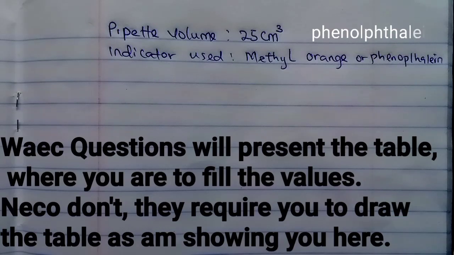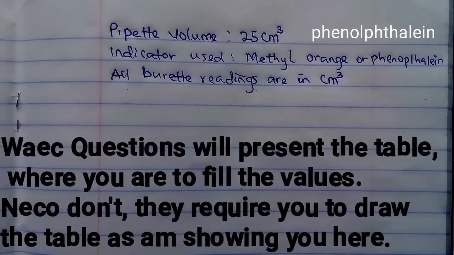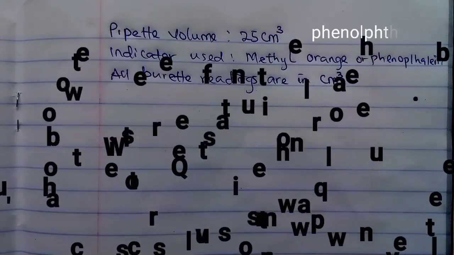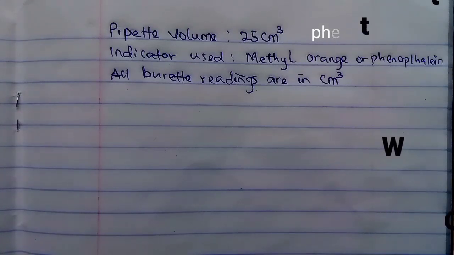And the next thing to do is to write: all burette readings are in cm³. What you are trying to do here is let the examiner know that, even if you make the mistake of not writing the cm³, the examiner should understand that you have already given this information prior to the table itself. Yet we can still include it in the burette reading.